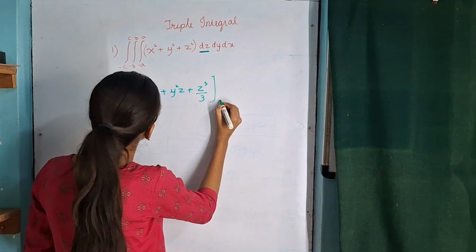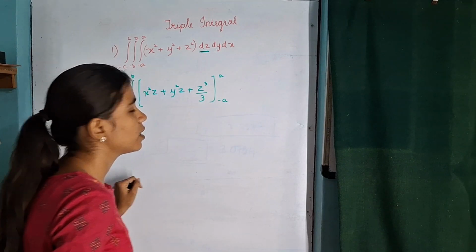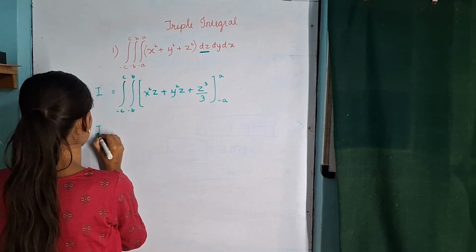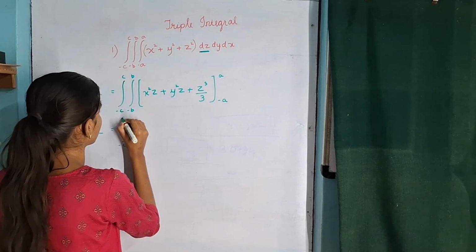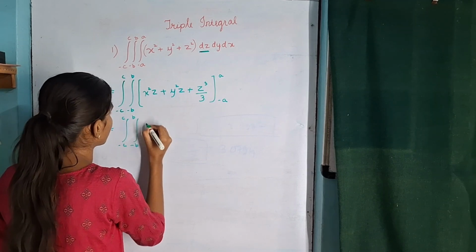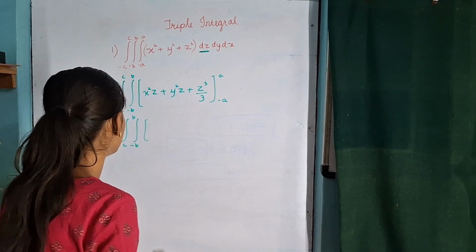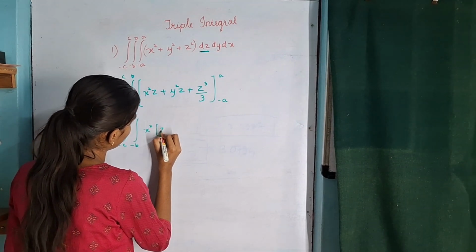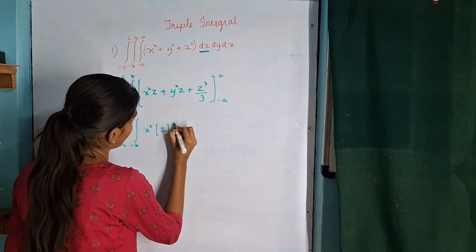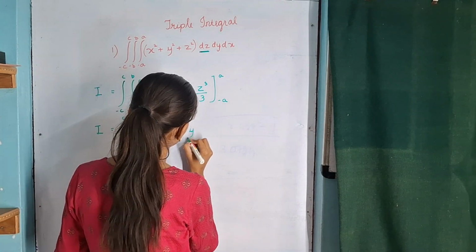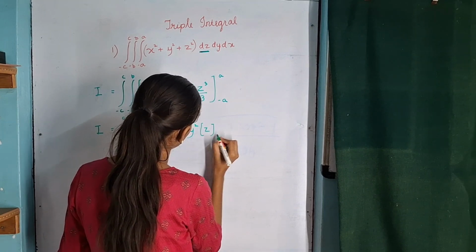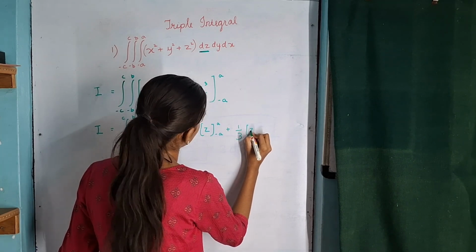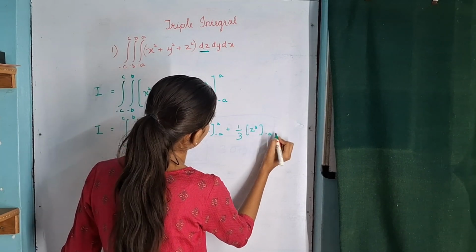Don't forget to write your limits. Your limit is minus a to a. Let's separate the z terms. We have to write this as I is equals to, so if you separate the z terms, x square will come outside and z will be here. Limits are minus a and a, plus y square will be outside. Z will have the limits minus a and a, plus 1 by 3 will be outside. Z cube will have the limits minus a and a.